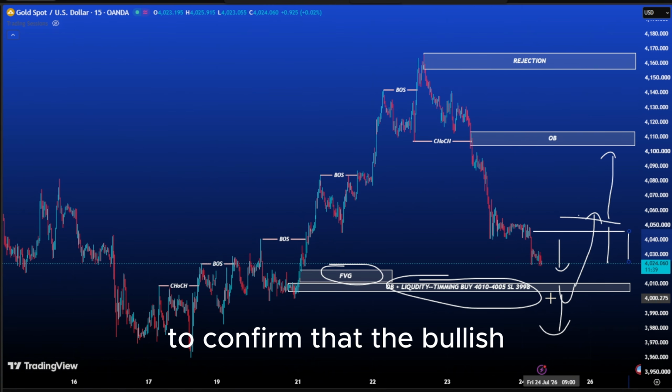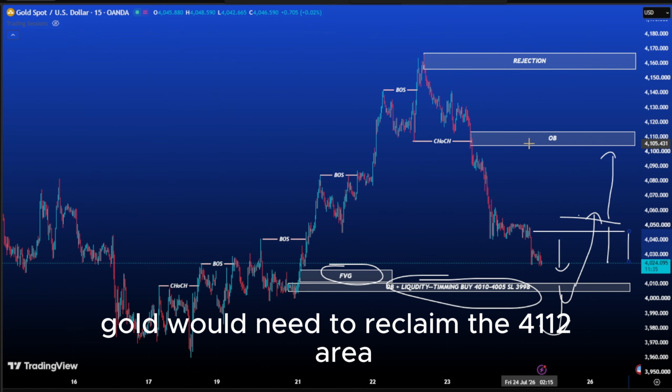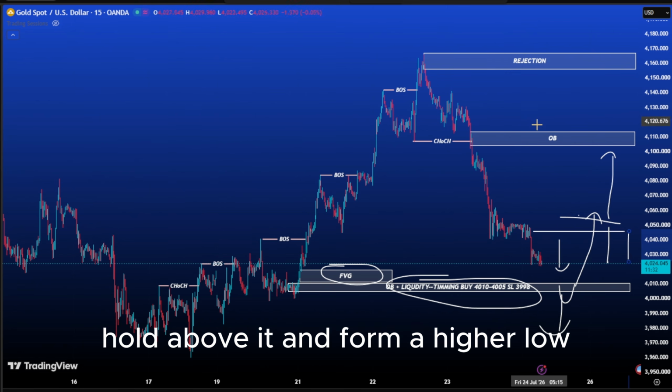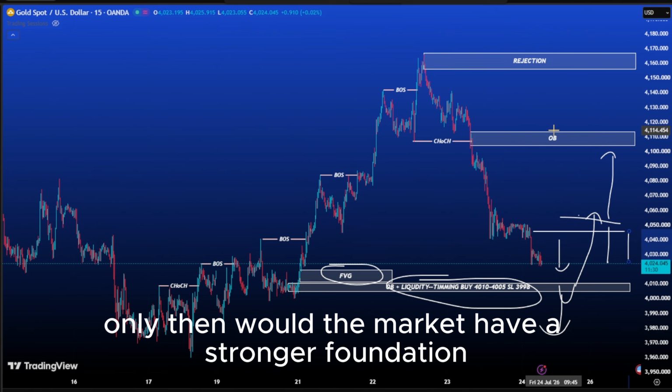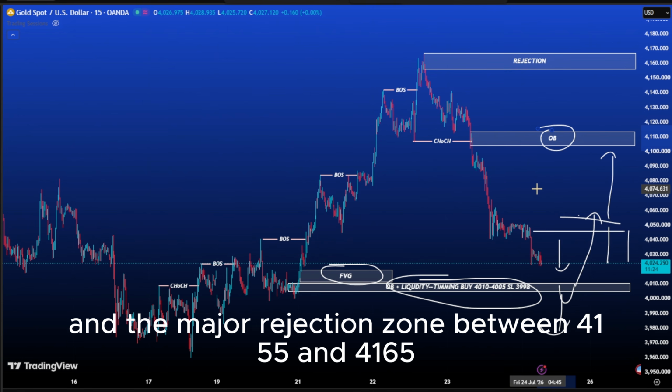To confirm that the bullish trend has genuinely returned, gold would need to reclaim the 4,112 area, hold above it, and form a higher low. Only then would the market have a stronger foundation for another move toward 4,140 and the major rejection zone between 4,135 and 4,131.